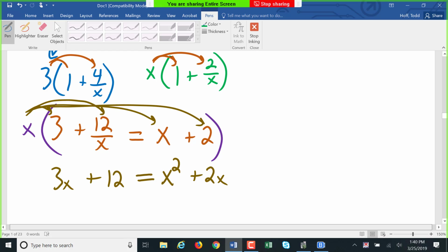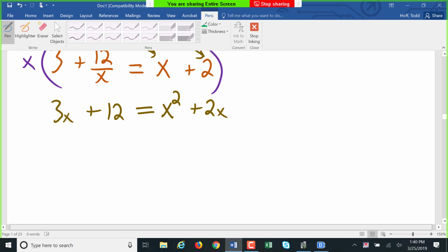We need to get everything on one side. Since there's an x squared and an x in here, we need to get everything on one side and get equal to 0. This is our x squared, and it's currently positive, so we're going to move everything to that side. So I'm going to subtract 3x, and I'm going to subtract 12 from both sides. So 0 equals x squared, 2x minus 3x is negative 1x, or just negative x, and minus 12.